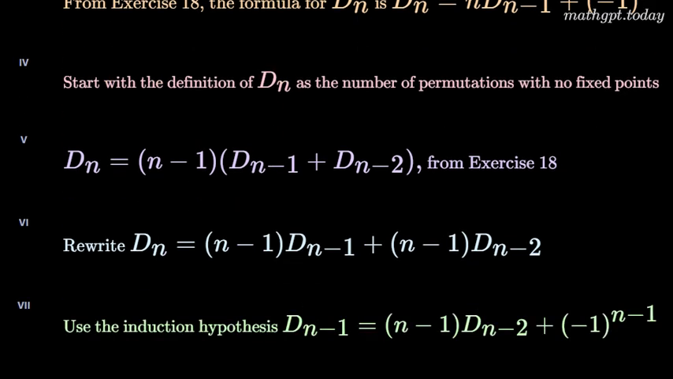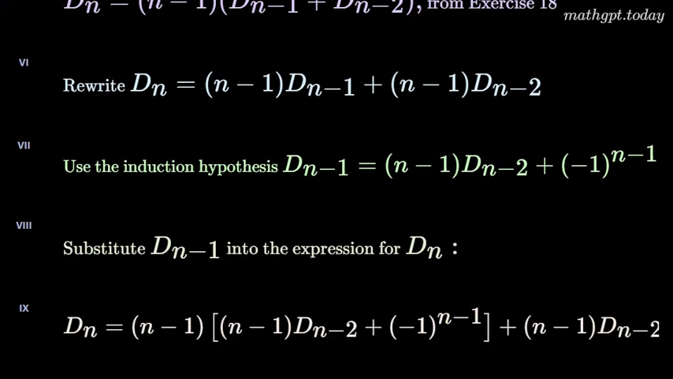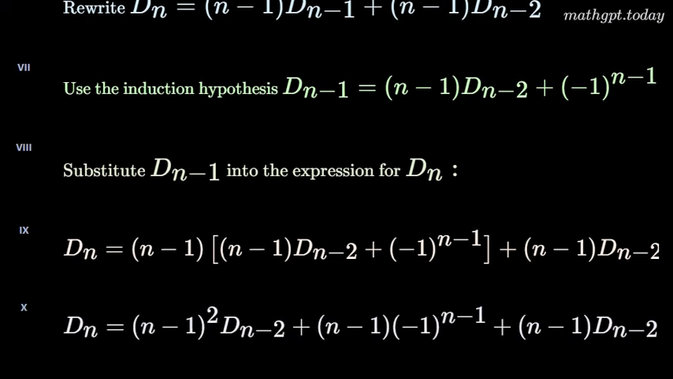Next, we apply the induction hypothesis, stating that d_{n-1} equals (n-1) times d_{n-2} plus (-1)^{n-1}. Now, we substitute d_{n-1} into the expression for d_n to simplify our equation. This gives us d_n equals (n-1) times the expression (n-1) times d_{n-2} plus (-1)^{n-1}, plus (n-1) times d_{n-2}. We simplify this to d_n equals (n-1)^2 times d_{n-2} plus (n-1) times (-1)^{n-1} plus (n-1) times d_{n-2}.